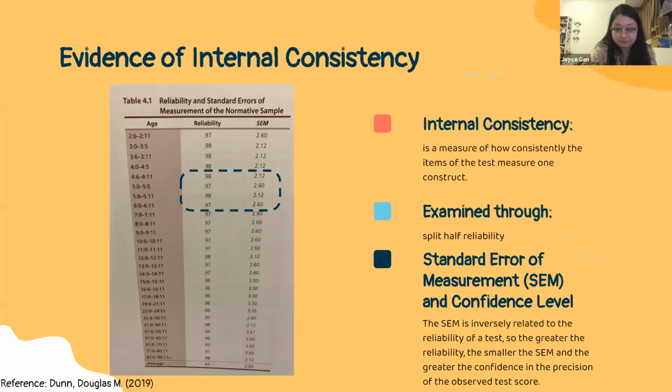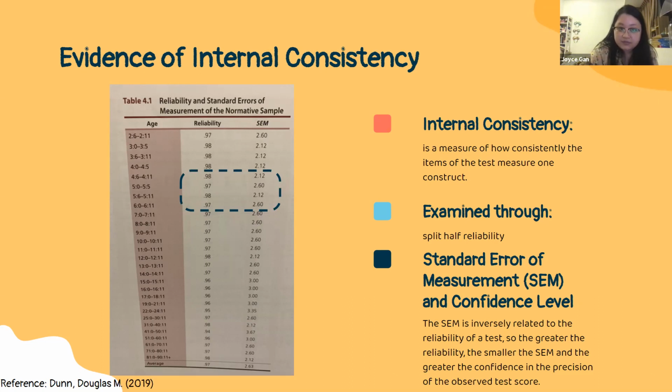Next slide, please. Internal consistency is the measure of how consistently the items of the test measure one construct. So the internal consistency reliability coefficients are used to describe the homogeneity of the items in the test. For each of the forms A and B, the internal consistency of PPVT-5 test scores was examined using split-half reliability. The reliability coefficients are useful for evaluating a test's consistency of measurement for a group of examinees, but they are not directly applicable to the interpretation of individual test scores.